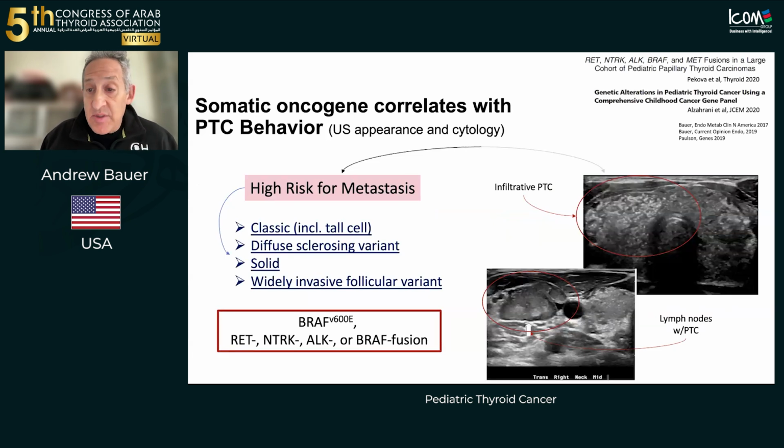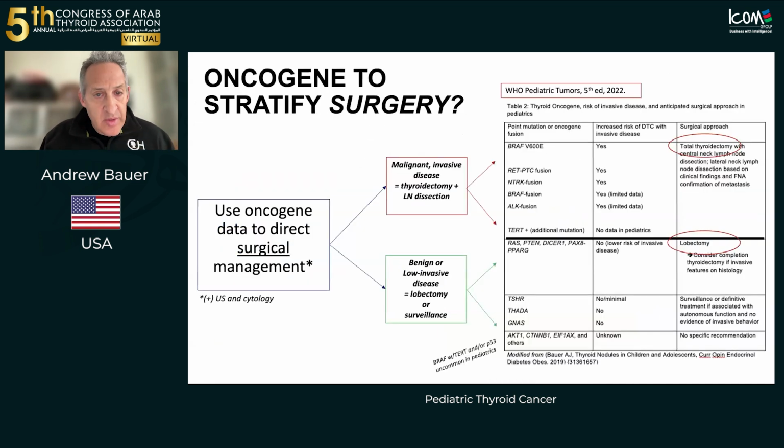In contrast, these lesions, which are infiltrative, have very irregular or invasive margins and multiple punctate echogenic foci, and have lateral neck metastasis, are highly likely to be Bethesda 5 or 6, and are highly likely to have somatic drivers to include BRAF V600E and the RET, NTRK, and other fusion oncogenes. And ultimately, infiltrative PTC is either going to be classic, to include tall cell and diffuse sclerosing, or widely invasive follicular variant papillary thyroid carcinoma.